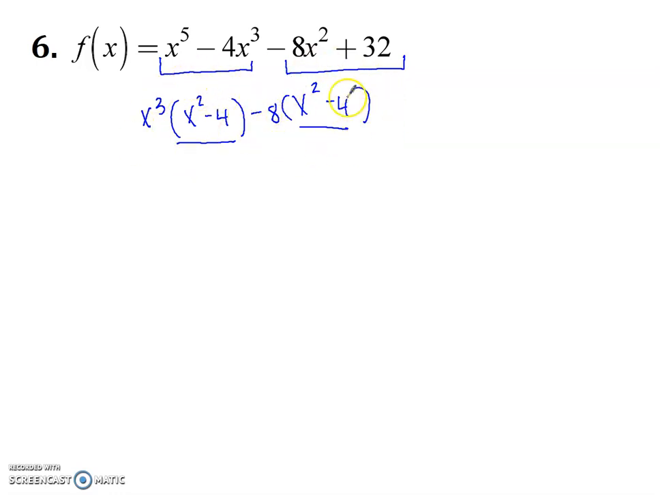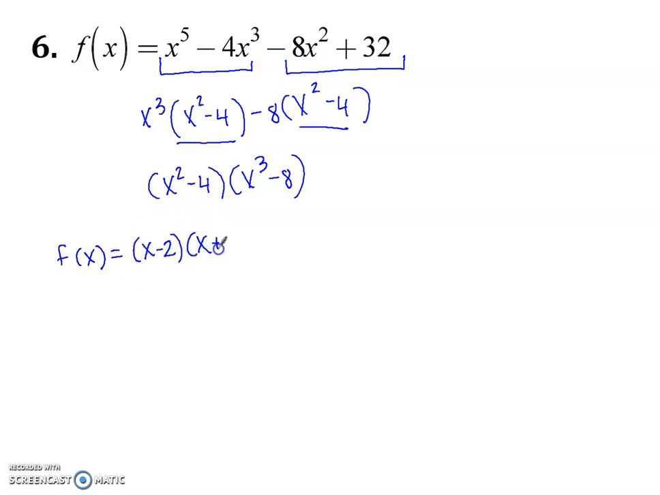This is like the first group, this is the second group. So both groups have an x squared minus 4. So that's the new GCF. So I'm factoring this out, and what I'm left with is an x cubed minus 8. Okay. Now these two binomials, we can factor these more. This first one is a difference of squares. So this is going to factor into x minus 2 times x plus 2, so I was able to factor this one into completely linear factors.